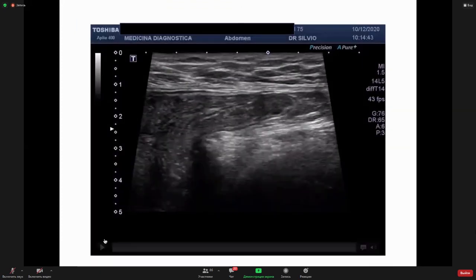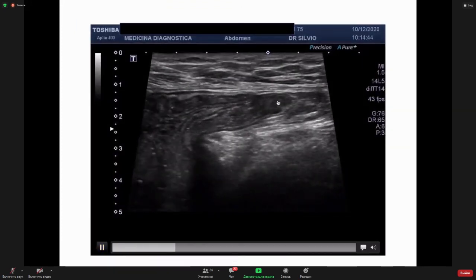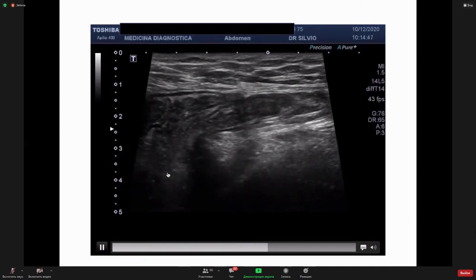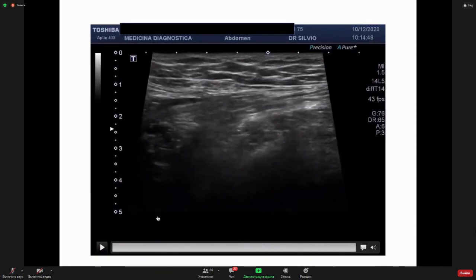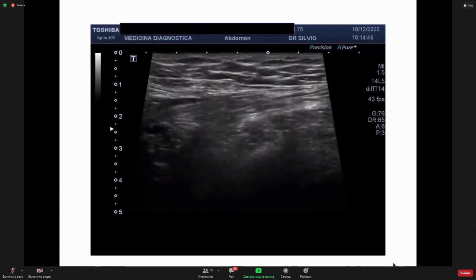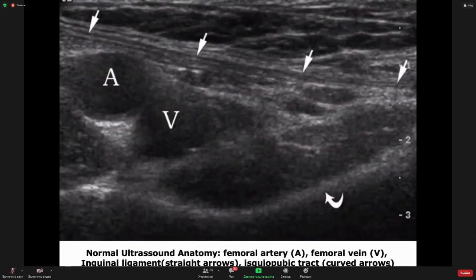So here you're going to see the same fat coming back when the patient stops doing the Valsalva maneuver. Again, this is a right inguinal indirect hernia. And here you can see the artery, the vein. This is the iliopubic tract. Sorry, here is written ischiopubic tract. And here you're going to see what happened when the patient does Valsalva.